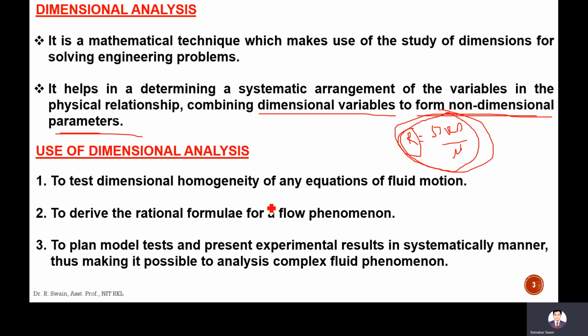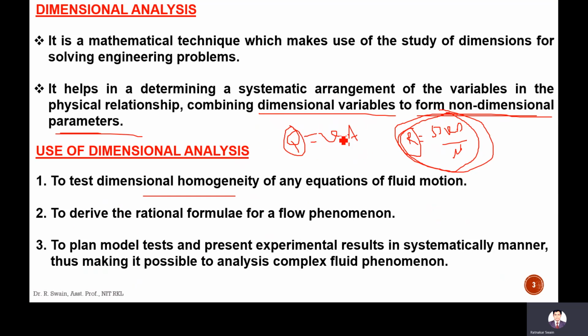So this dimensional analysis is basically used to test the dimensional homogeneity. We can check the dimensional homogeneity of this R and these variables. For example, discharge is equal to velocity into area. We can develop a relationship between discharge, velocity and area using this dimensional analysis. So to test dimensional homogeneity of any equation of fluid motion, we can do that. To derive the rational formula for a flow phenomenon, an expression for this R or for this discharge.